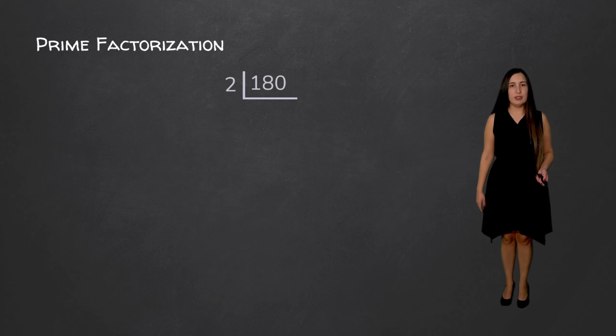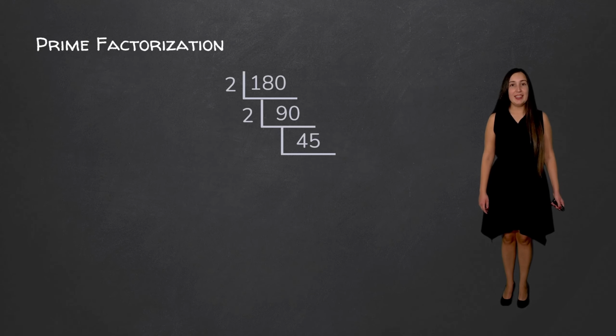So we're going to do 180 divided by 2, and we get 90. Because 90 is a composite number and it's not prime, we're going to keep going until we get 1. A prime number that goes into 90 is 2. So we take 90 and divide it by 2, which is 45. Now 45 is composite, so we keep going. A prime number that goes into 45 is 5, and 45 divided by 5 is equal to 9.